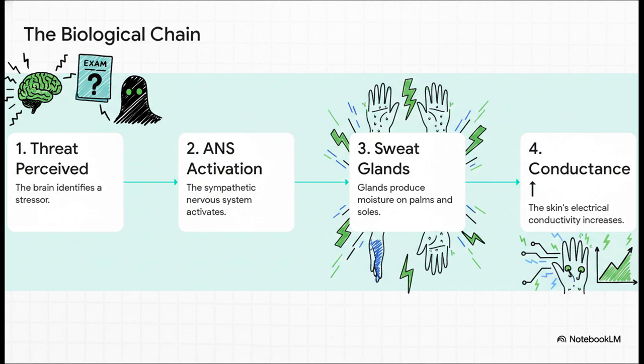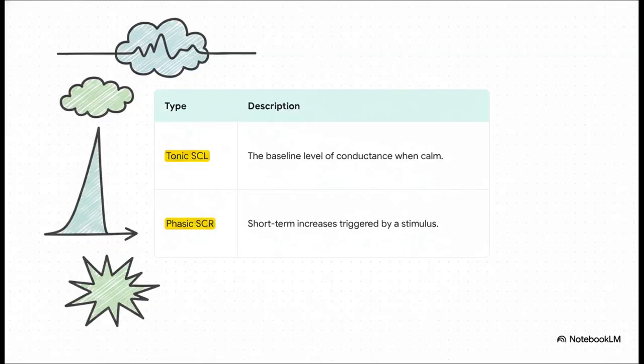Pretty cool, huh? Now, it's important to know that researchers look at two different types. First, there's the tonic level. Think of this as your baseline, your skin's normal conductivity when you're just chilling out. But what's more interesting for stress research is the phasic response. This is the sudden spike in conductance that's triggered by a specific event or stimulus. That's the signal we're really looking for.